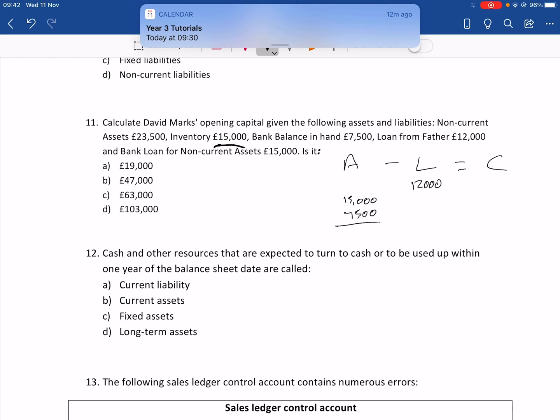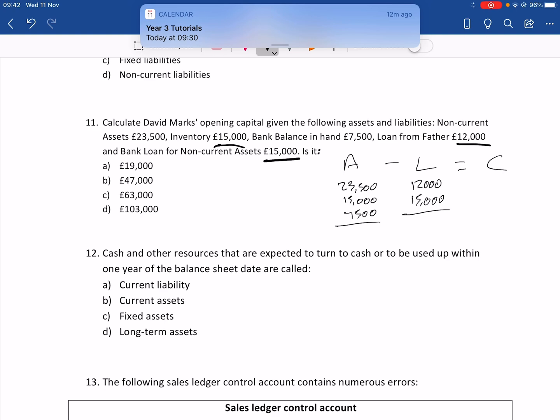23,500. So it's 23,500. Right. It also says a loan from his father of 12,000, and he's taken out a bank loan to pay for those non-current assets, and the bank loan is 15,000. So therefore, as a process of elimination, we should be able to work out what the capital figure is.